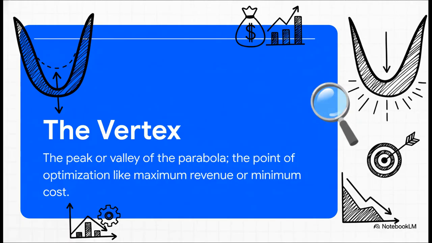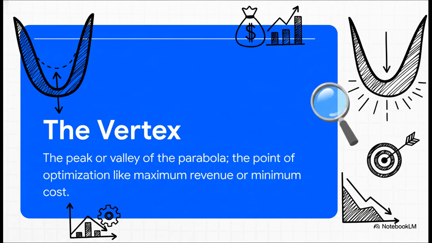Now this is where it gets really interesting. Every single parabola has a turning point. We call it the vertex. It's either the highest point, a peak, or the lowest point, a valley. In a math class, it's just a coordinate on a graph. But in business, it's everything.